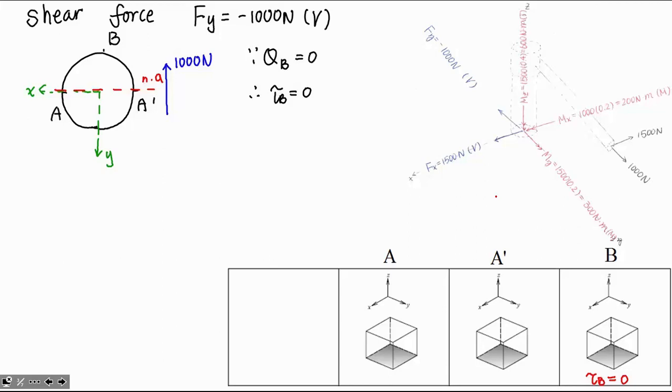So now let's try to calculate the shear stress at A and A prime. They are going to be the same because they are at the same cut. So which means we are going to use VQIT again. Can we use the previous result? The answer is no. Why? Because our shear force changed. It's not 1500, it's actually 1000.